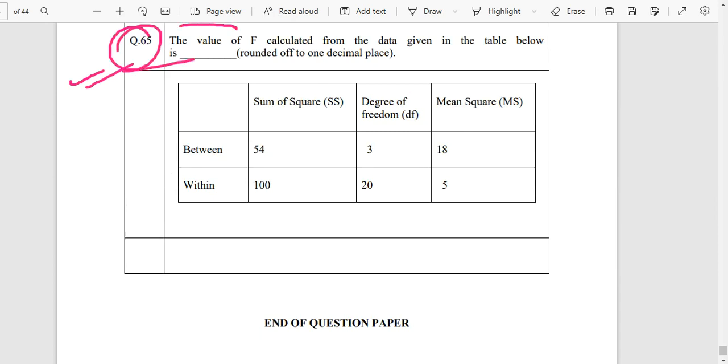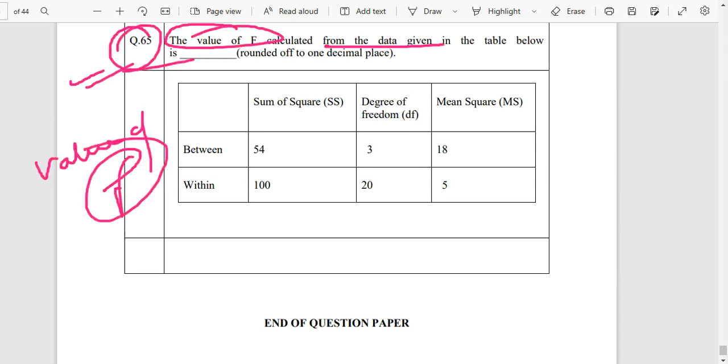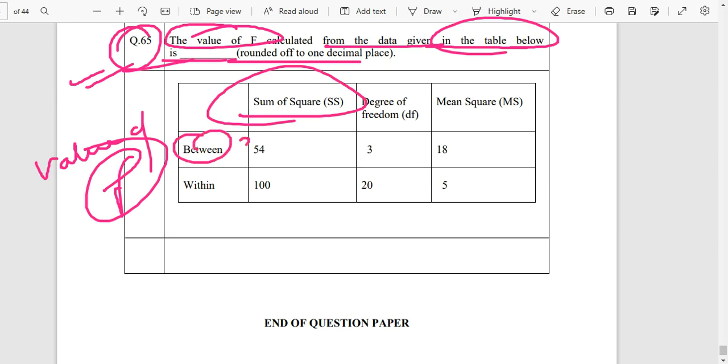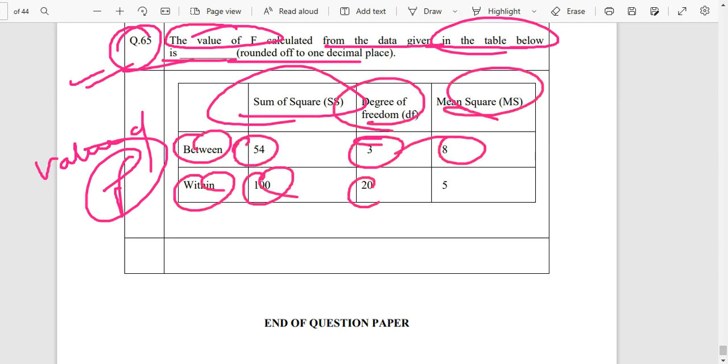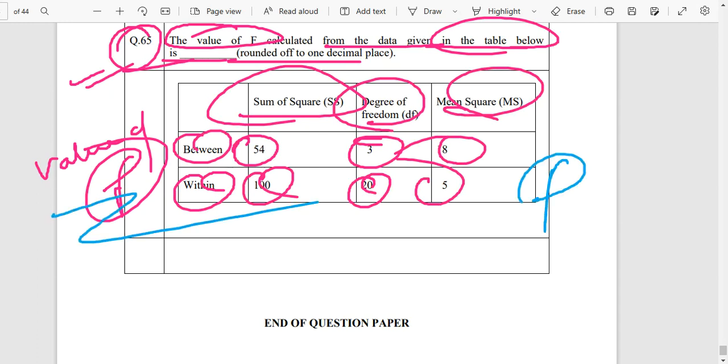Okay, so question number 65: the value of F to be calculated from the data given in the table below, rounded off to one decimal place. Sum of squares has been given: between 54, degrees of freedom 3 and mean square 18; within 120 and 5. So what should be the answer over here? The value of F would be 3.6.